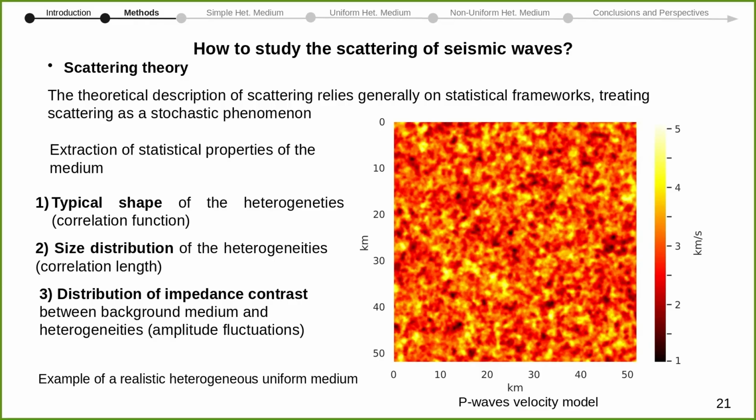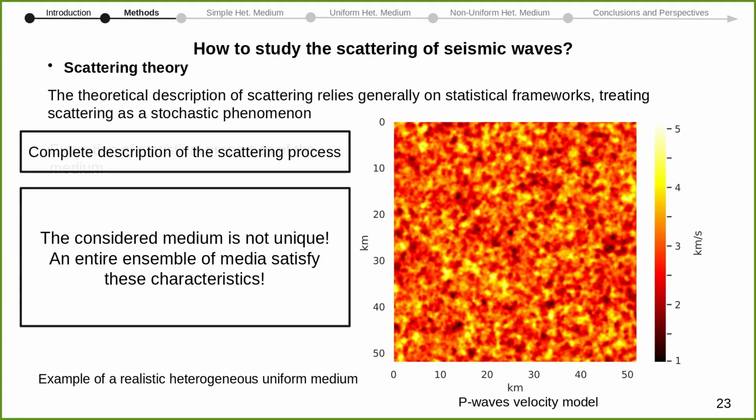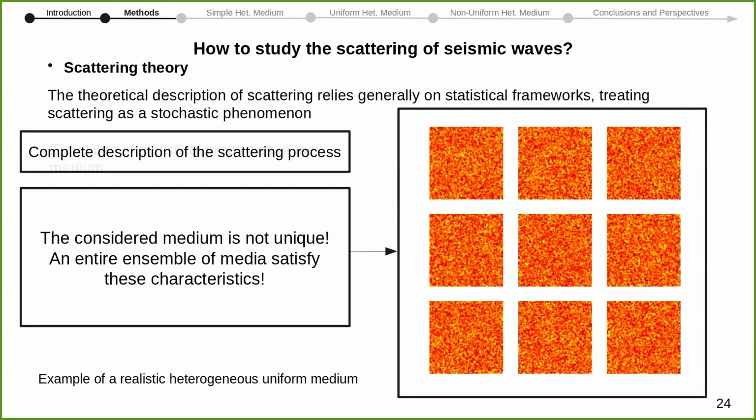The idea is that if we have this information about the medium, then we can have a description of the scattering process that is happening inside this medium. But it's easy to understand that those properties do not describe a unique medium; many media will satisfy those properties. And indeed, this is a very important key point of scattering theory and the radiative transfer equation: they don't provide information about the propagation in one medium, but in an ensemble of media which share the same scattering characteristics. For instance, here I'm showing a very small ensemble in which I realize 9 media which share the same scattering characteristics, but if we look carefully, the position of the heterogeneities changes from medium to medium.